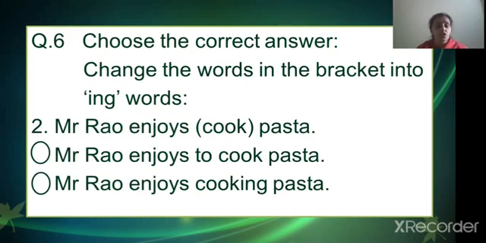Mr. Rao enjoys, in the bracket, cook pasta. So the options given are, Mr. Rao enjoys to cook pasta. Mr. Rao enjoys cooking pasta. Which will be the correct one? Yes, Mr. Rao enjoys cooking pasta. Why? Because we have to change the words into ing words and rewrite. So, Mr. Rao enjoys cooking pasta. Clear? Let's move to the next question.